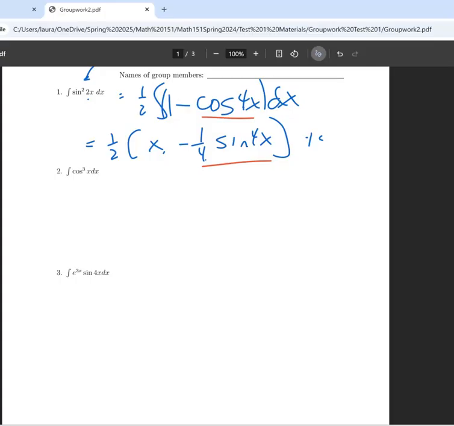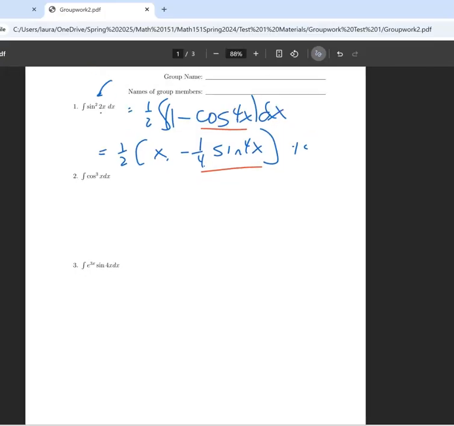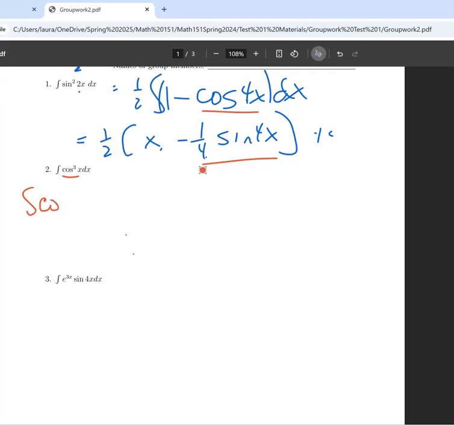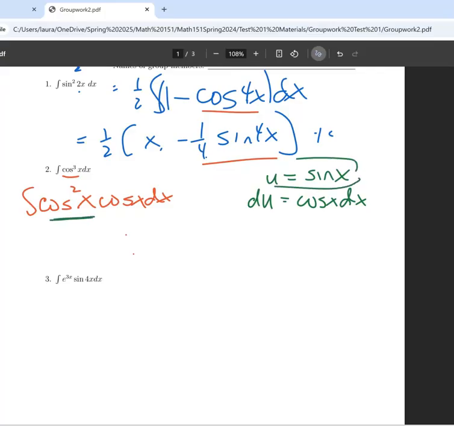Okay, this is a cosine to the third power. Oops. So you want to peel off a cosine to make a good du. So if I leave one of those cosines there, cosine of x dx, so let's just make sure you know that du is cosine of x dx. So that means u is sine. All right, so let's make u substitution work. Oh, it's not going to work there.